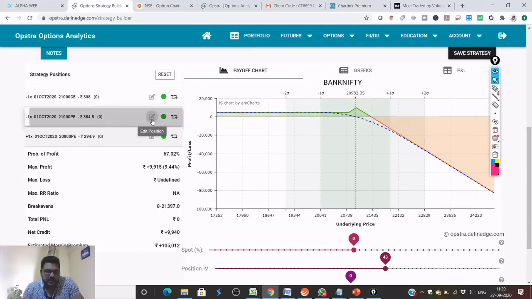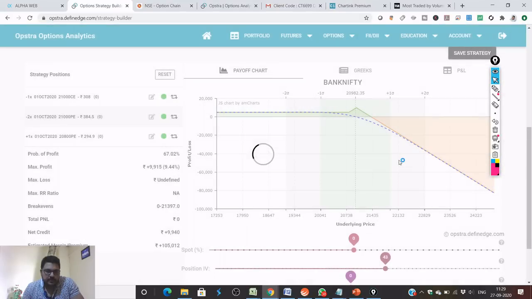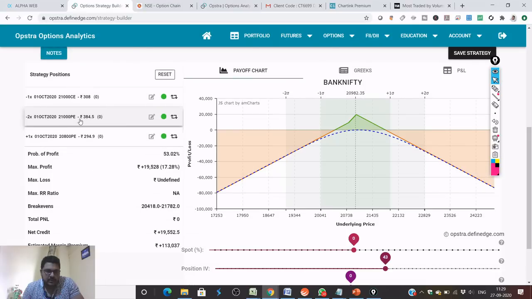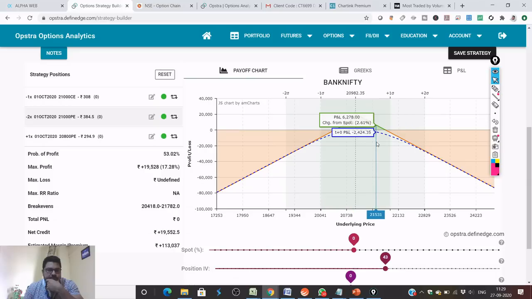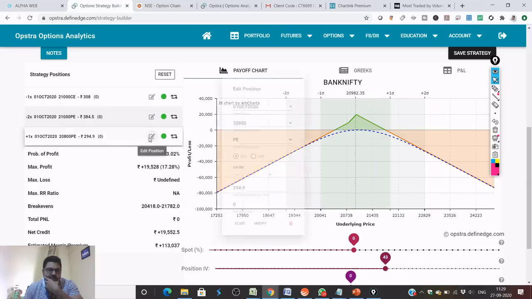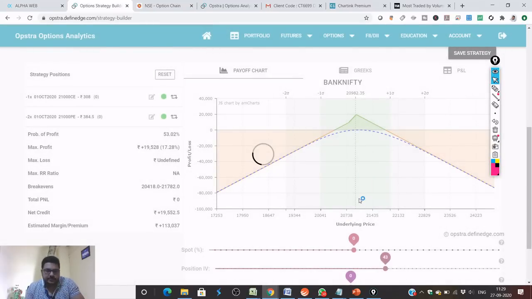Now let's see what happens if I increase the quantity here. If I increase the quantity on the 21,000 put, then my range has increased. Actually, 20,418 minus 21,782 is equal to about a 1364 point range I have got, and I have got protection on the put side, which looks good. Let me delete this put also and see what happens.